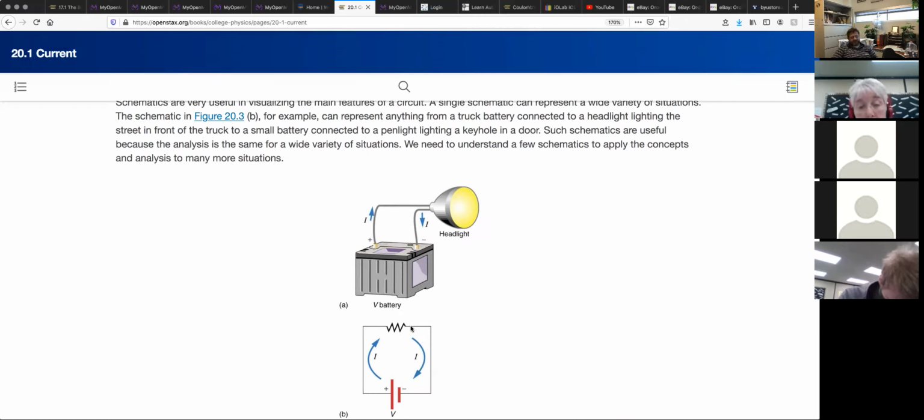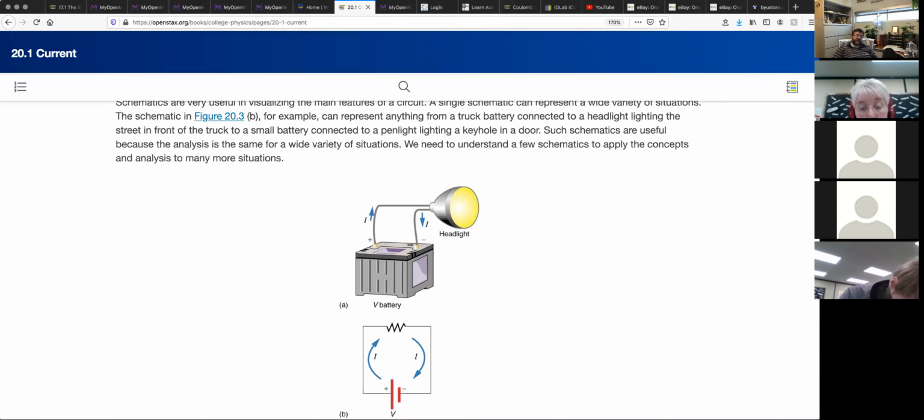Oftentimes when it's not a resistor for resistor's sake, we put a circle around it and maybe indicate that it's a lamp or a bulb or something, because there are things put in circuits that are just there to resist the current, and that's why they're called resistors. They just push back against the current. They don't want the current to flow through.